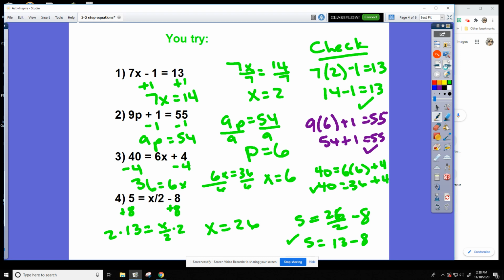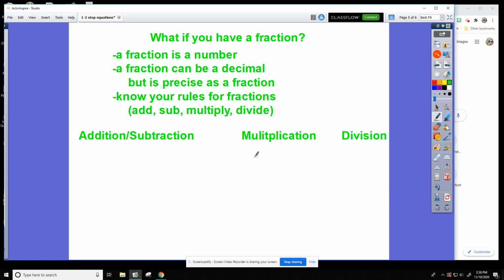All right, what we are doing in class today, I'm recording this on Tuesday, is fractions and negatives. So I already talked about the negatives, but fractions. A fraction is just a number, just like any other number. It can be a decimal if you actually divide it, like 3/4 equals 0.75. But it's more precise as a fraction.